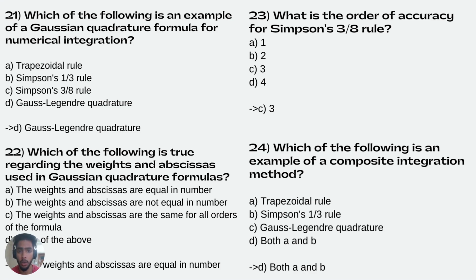What is the order of accuracy for Simpson 3 by 8 rule? In Simpson 3 by 8 rule, we take the value of n as 3. So the order of accuracy becomes 3 as well. Going by the options, C is going to be our answer.